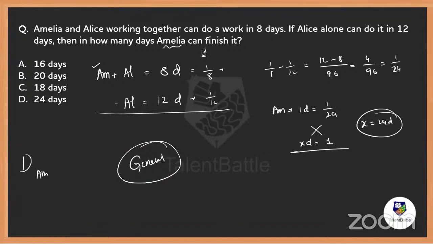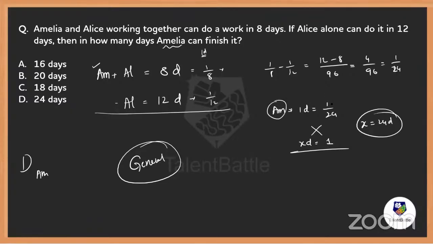Yes or no? Correct or not? Whoever doesn't know the topic of time and work will mostly go through this way only, if I'm not wrong. And say, sir, 1 by 8 minus 1 by 12 will give me 1 by 24.